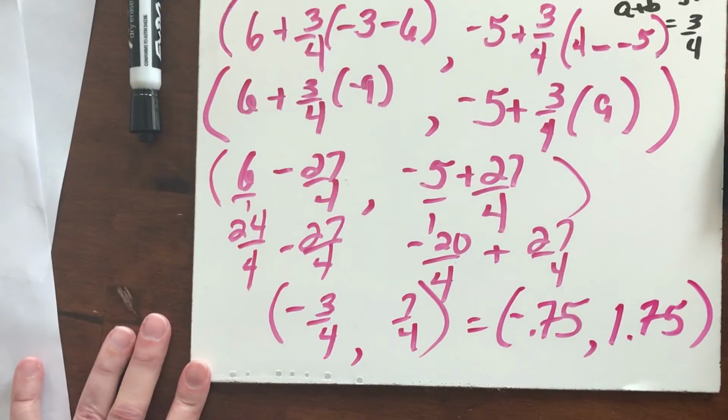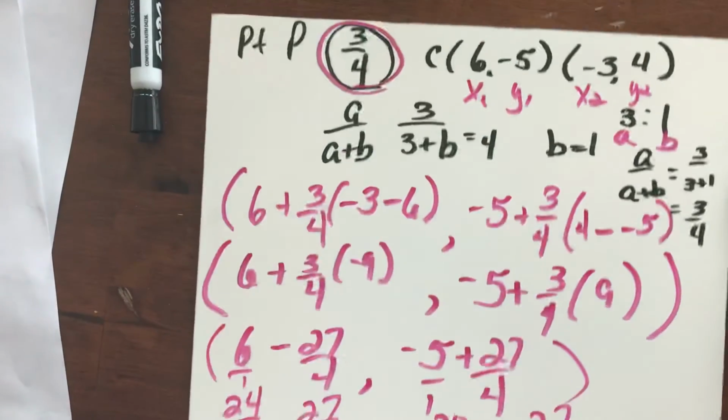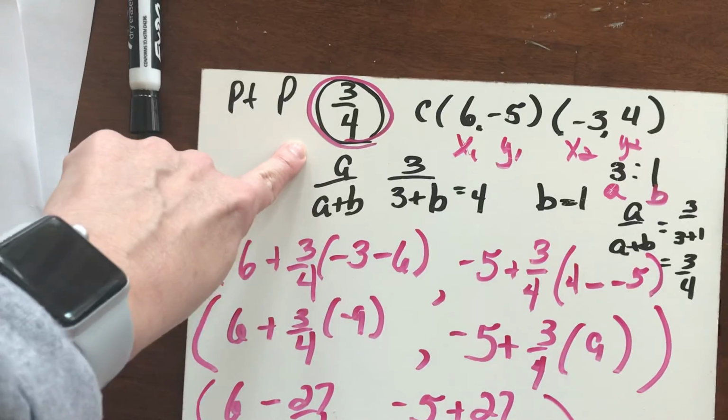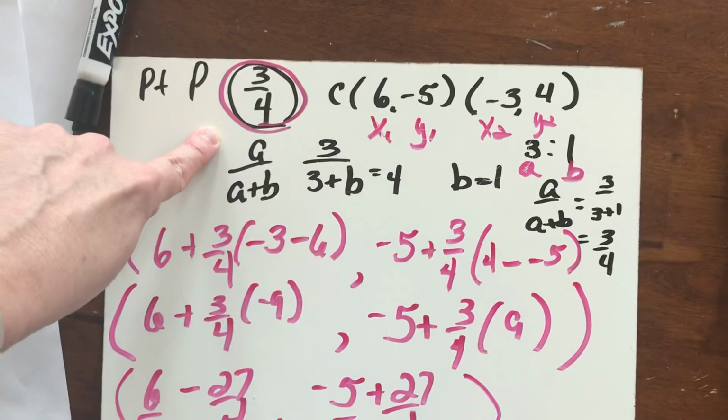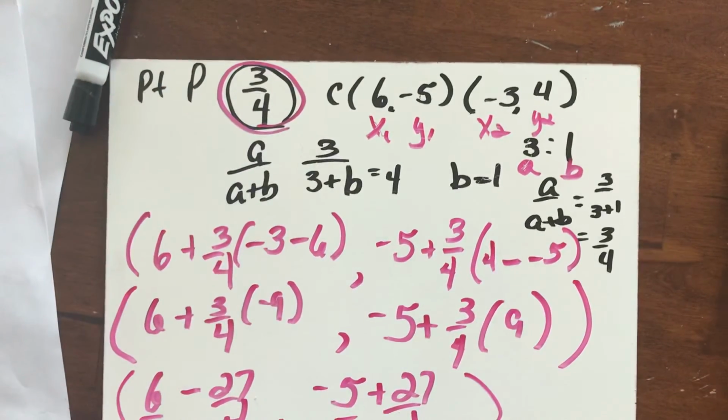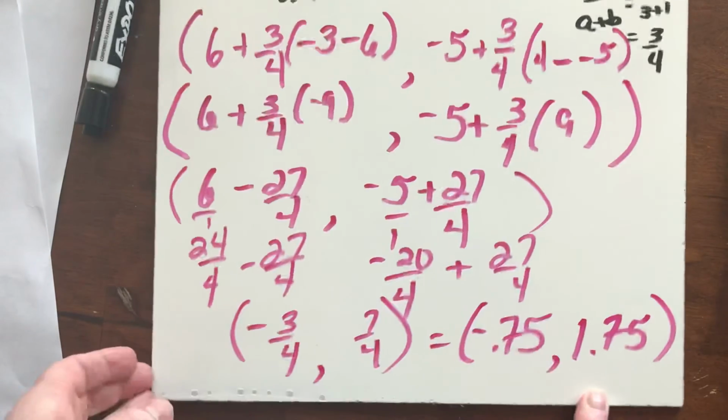Okay, so that's that. So again, when it is given to you as a fraction, just use the fraction. Because when you figure out the A over A plus B, it ends up equaling the fraction anyway. All right, that's part 2.